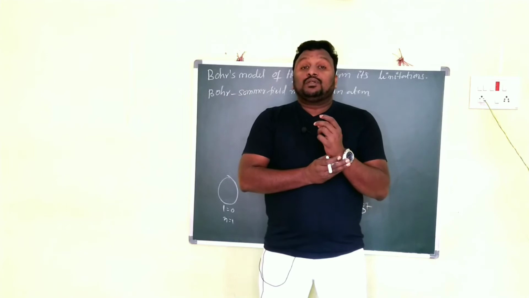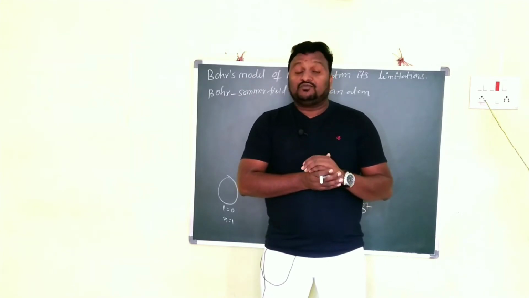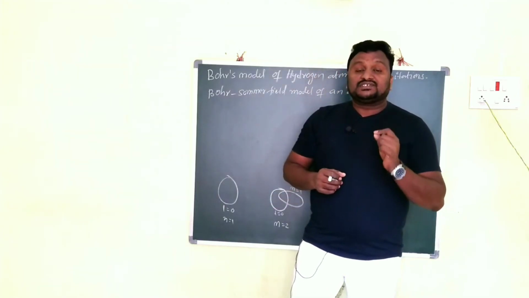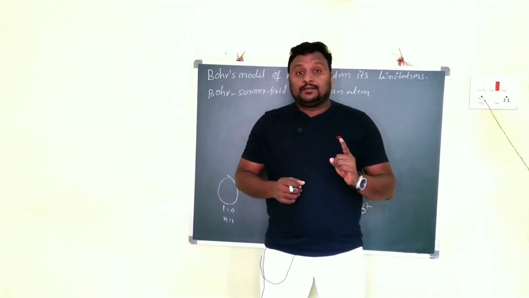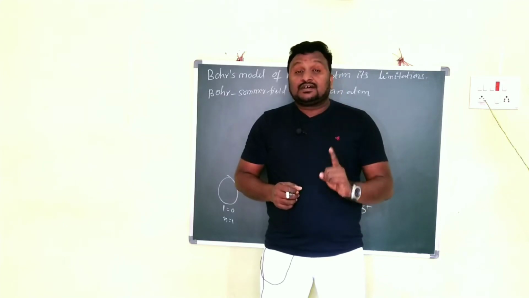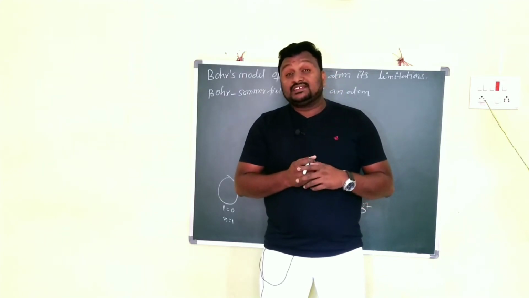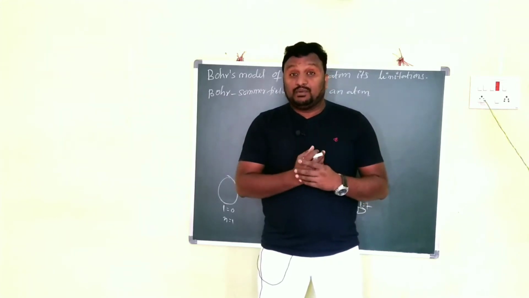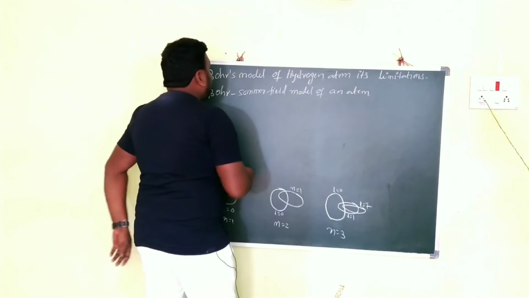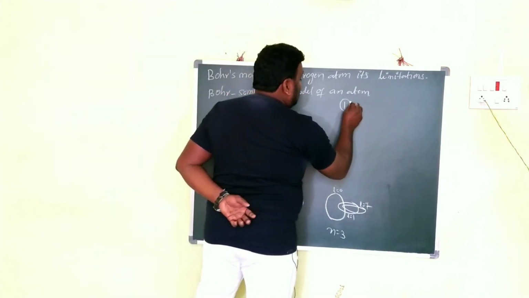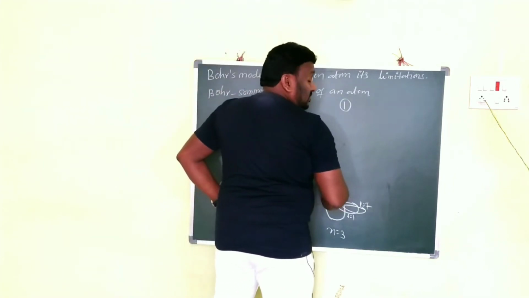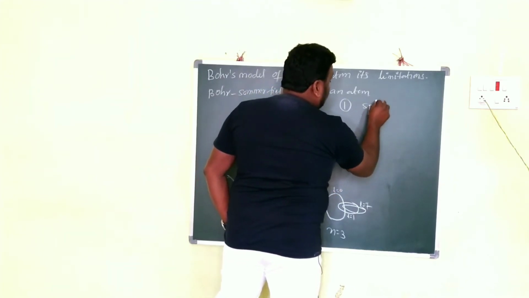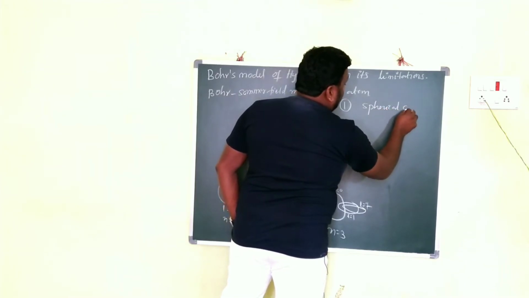So children, Bohr explained the structure of the atom. For that he gave some key points. The first thing is that Bohr explained that electrons revolve around the nucleus in particular orbits. Those are circular orbits. So according to Bohr, the first thing is what? All the electrons revolve around the nucleus in spherical orbits.